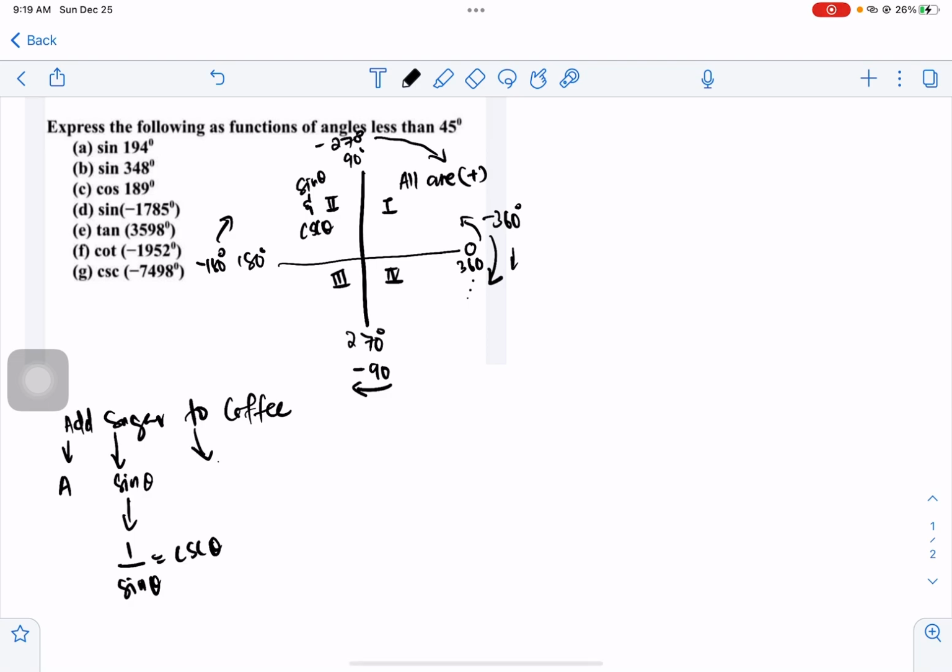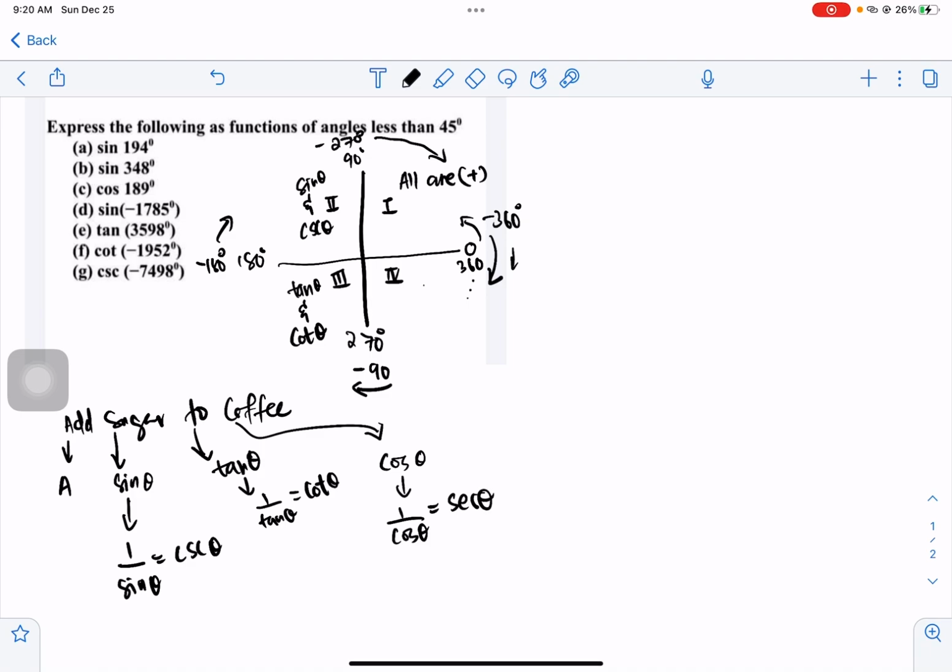Then this T stands for tan theta. The reciprocal of tan theta is your cot. So in your third quadrant, tan theta and cot theta will be positive. And in your fourth quadrant, it is your C, right? C stands for cos theta, and the reciprocal of cos theta is sec theta. So in your fourth quadrant, cos theta and sec theta will be positive. So this is what you need to remember.